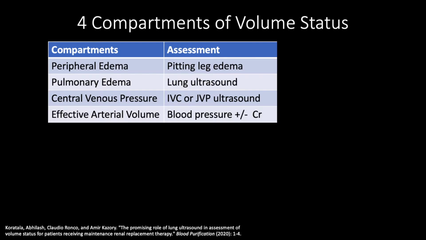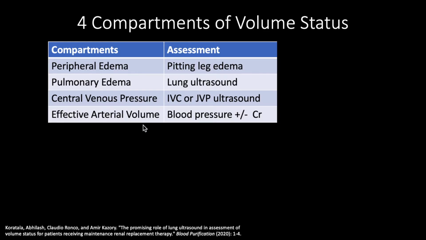So let's think about this patient for a sec. When I discuss volume status, it's not fair to say this patient is wet or dry. I really think about 4 separate volume compartments, and I try to grade them individually to get a more nuanced approach to what each individual patient's volume is. So for instance, I think about peripheral edema and I measure how much pitting edema is in the legs. I think about pulmonary edema and I use lung ultrasound to grade the severity of that. I think about their central venous pressure and I measure their IVC and JVP ultrasound to assess that.